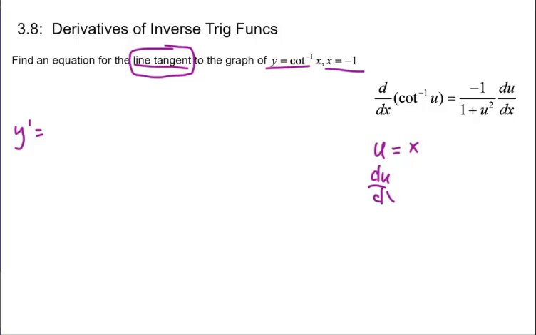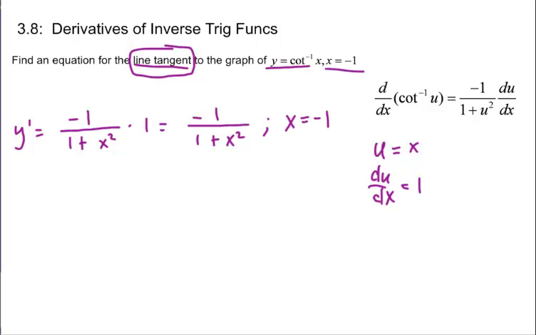then du dx is going to be 1. So substitute in the things you need to substitute. What you're going to end up with is negative 1 over 1 plus x squared times 1. Negative 1 over 1 plus x squared. That's our derivative. That's pretty painless. Now what we need to do is look at when x is equal to negative 1, because we need to find the slope at that specific spot.